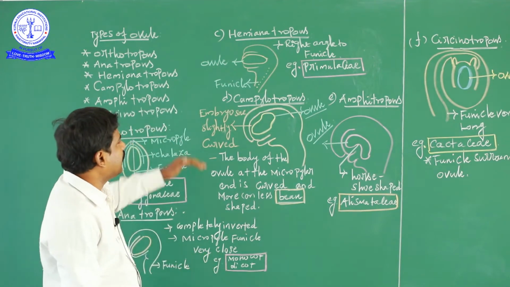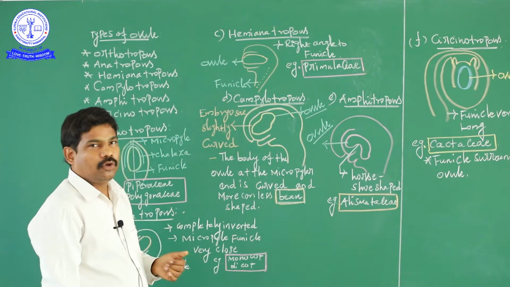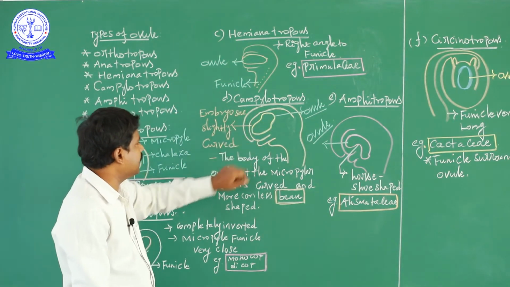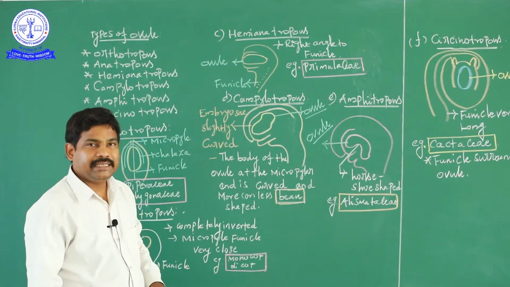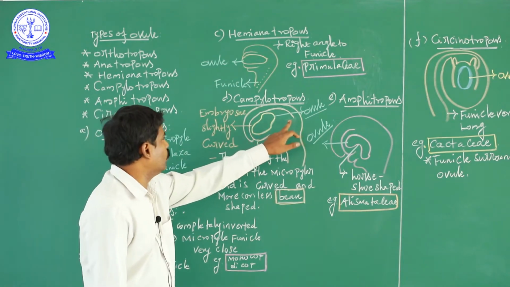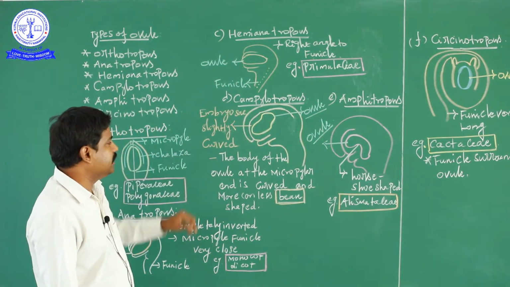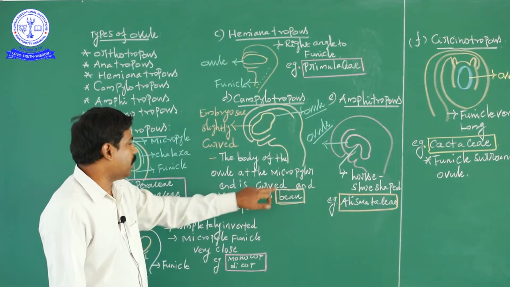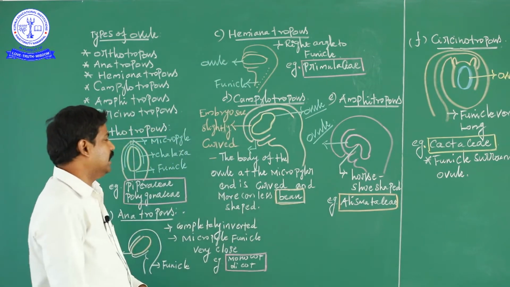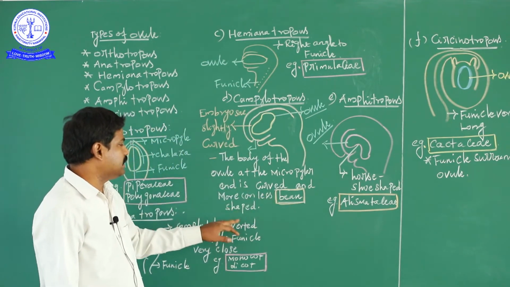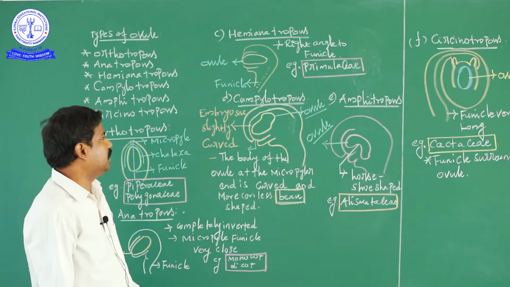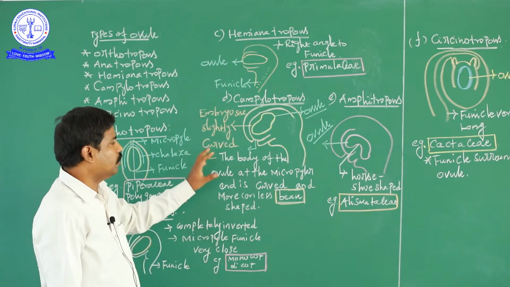And then campylotropous. Campylotropous means the embryo sac is slightly curved. That is the main character of the campylotropous ovule. The body of the ovule is attached to the micropyle region. The end is curved and more or less bean shaped. A very important feature is the bean shape of the ovule. That is called campylotropous.